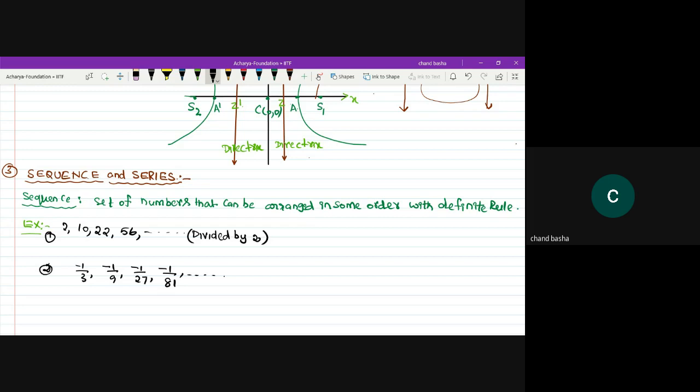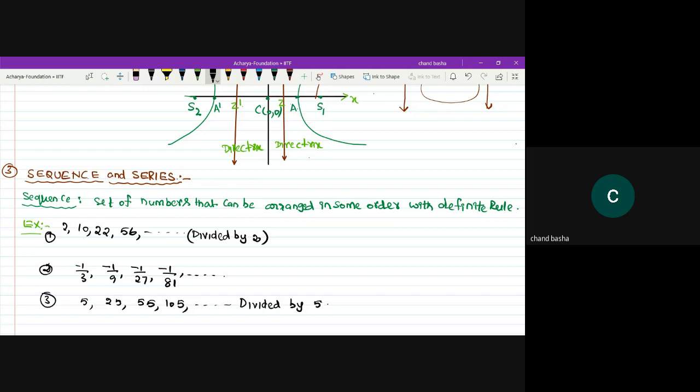Hope you can understand the second example. Clear? We can also write it as 3 power n. We can also take it as minus 1 divided by 3 power n. Third example, 5, 25, 55, 105, and so on. The sequence of numbers, all the given numbers are divided by 5.